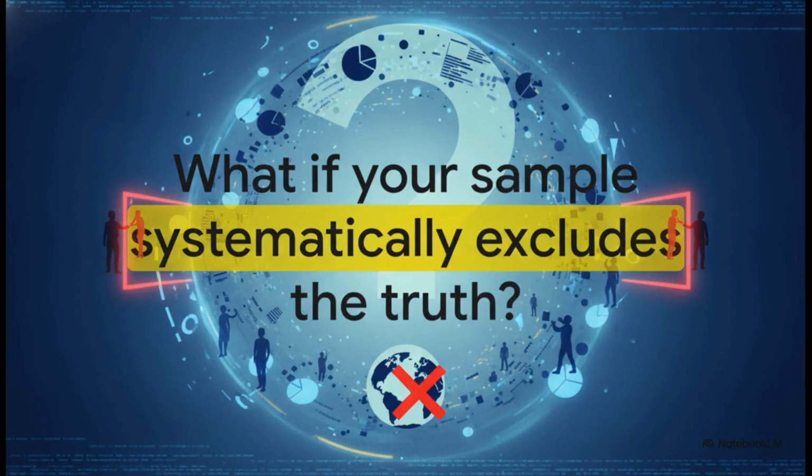Okay, picture this nightmare scenario. You spend months and literally thousands of dollars collecting data, running these brilliant statistical models, and drafting an incredible report. But then you realize that the people you surveyed don't actually represent the population you're studying. So what happens when your sample systematically excludes the truth? Well, your research basically corrupts the data, and your conclusions become dangerously misleading. Okay, let's dive into this and make sure that never, ever happens to you.